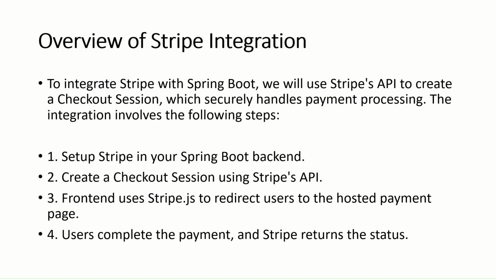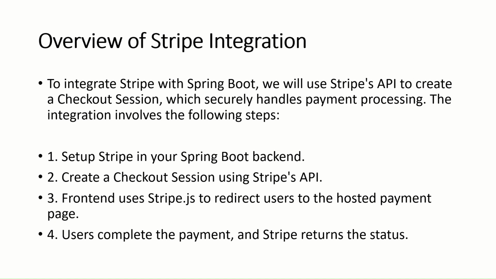Now go to the next slide, and here is the overview of the Stripe integration, how we are going to integrate Stripe in our Spring Boot application. To integrate Stripe with Spring Boot, we will use the Stripe API to create a checkout session which securely handles payment processing. The integration involves the following steps. You have to set up Stripe in your Spring Boot backend. For that, we will use the Stripe Maven dependency and create a checkout session using the Stripe API. There is also a front end where we'll use stripe.js to redirect users to the hosted payment page.